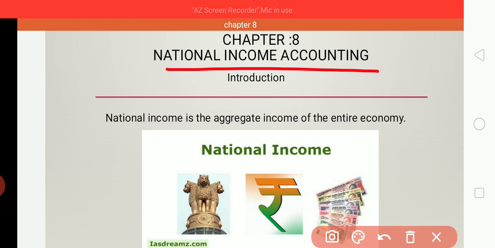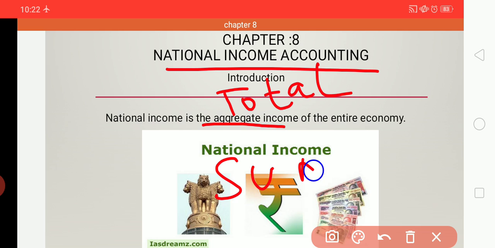First, we will see what is national income. National income, here it is given the aggregate. Aggregate means total or sum. Income of the entire economy. So, simply I have given here. National income is generally defined as the sum total of all the final goods and services produced in a country in a year. It is called national income.